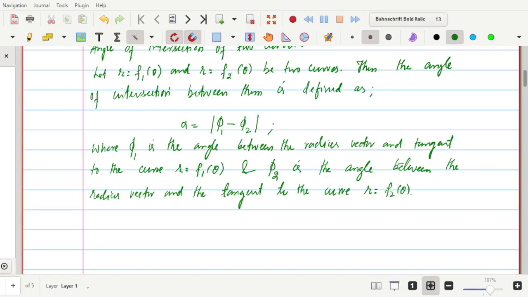So to evaluate the angle of intersection between two curves, we first need to evaluate the angle between the radius vector and tangent vector of one curve r equal to f1 of theta, and we shall denote the angle by phi 1. Then we compute the angle between the radius vector and tangent vector for the curve r equal to f2 of theta, and we denote that angle by phi 2. Then the absolute difference between these two angles shall be denoted by alpha, and that alpha is defined as the angle of intersection of two curves.